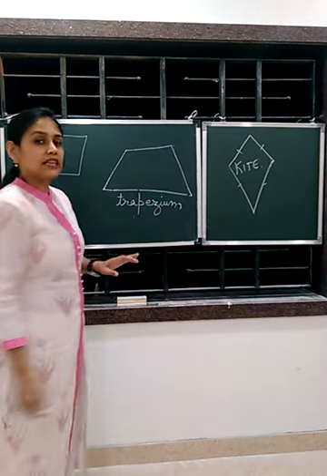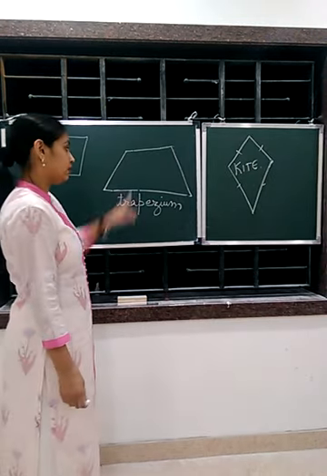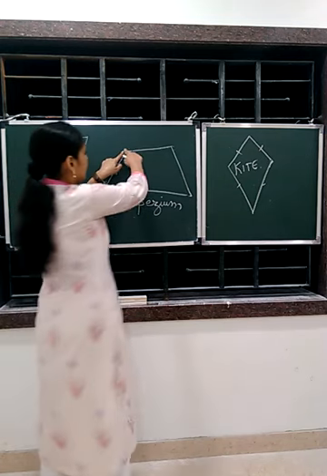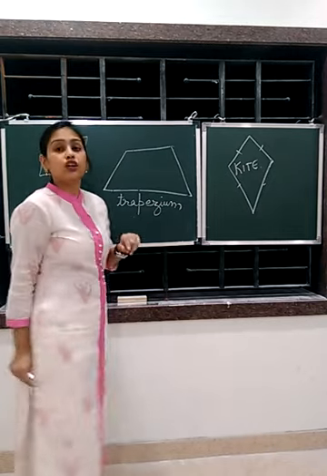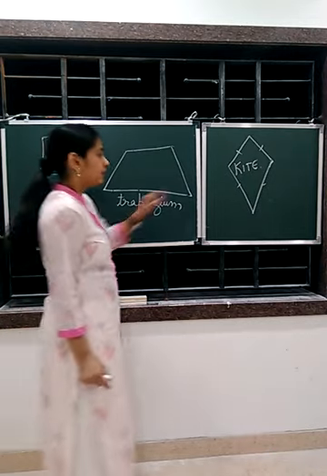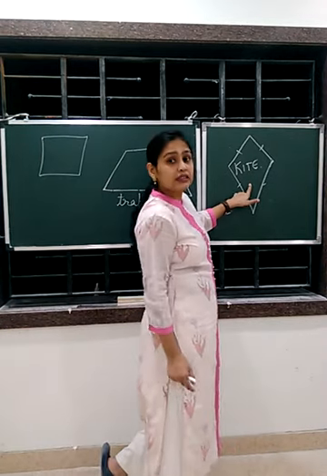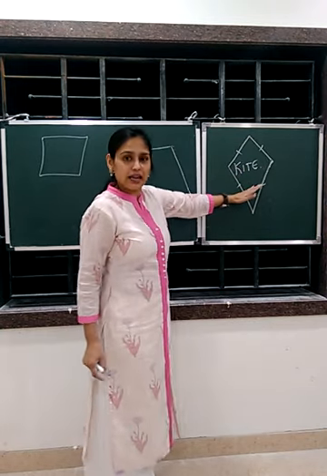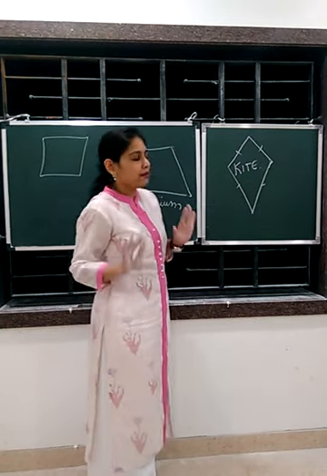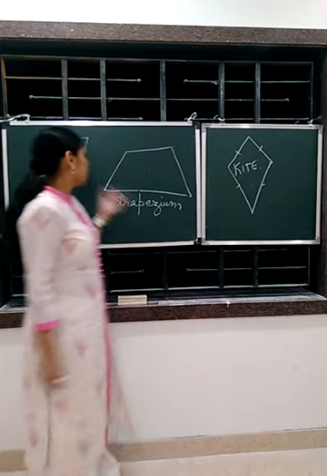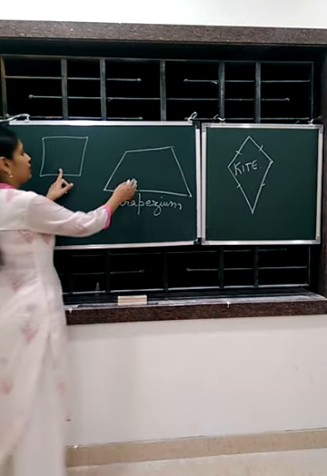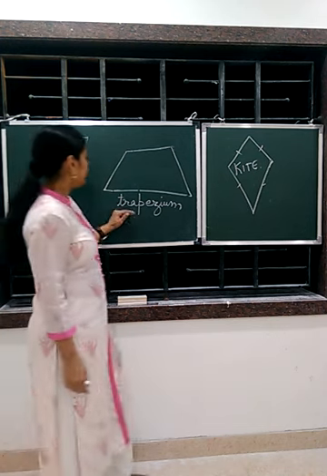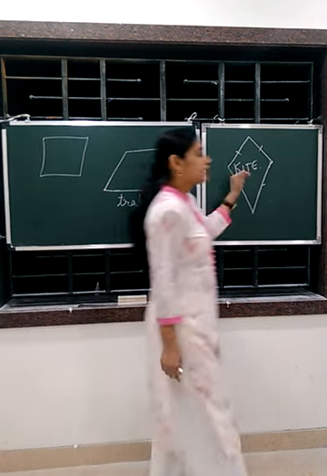Another type of quadrilateral. This is not a kite. Why is this not a kite? Because its adjacent sides are not equal. Okay, this is not a trapezium. Why? Because the opposite sides are not parallel. Okay, understood? This is neither a trapezium nor a kite. Okay, so we studied trapezium, we studied kite.